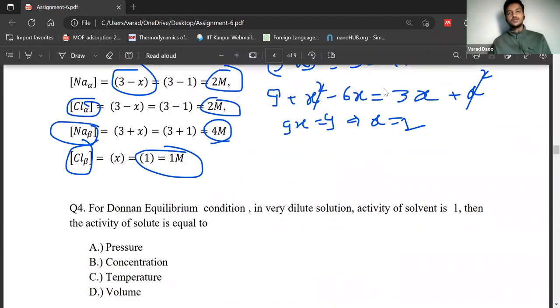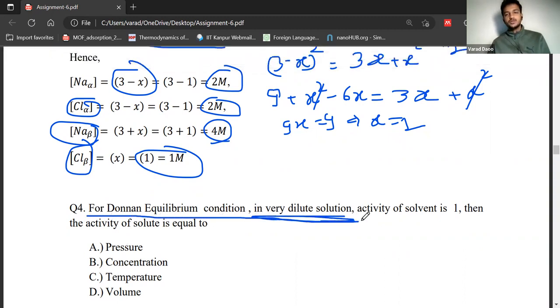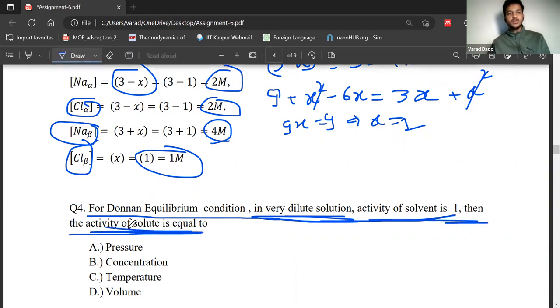This is really a theoretical question, right? What we have for Donnan equilibrium condition in very dilute solution, activity of a solvent is 1. Then activity of the solute is equal to what? Pressure, concentration, temperature, and volume. So I'll give you a couple of minutes to solve it.